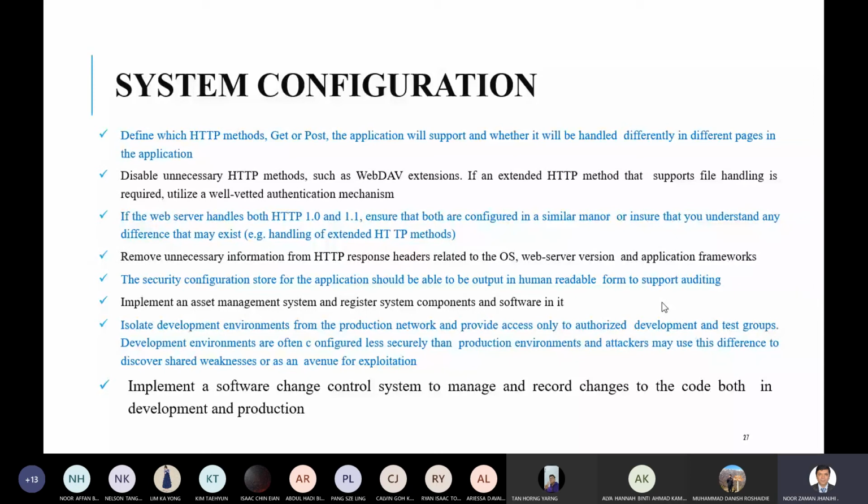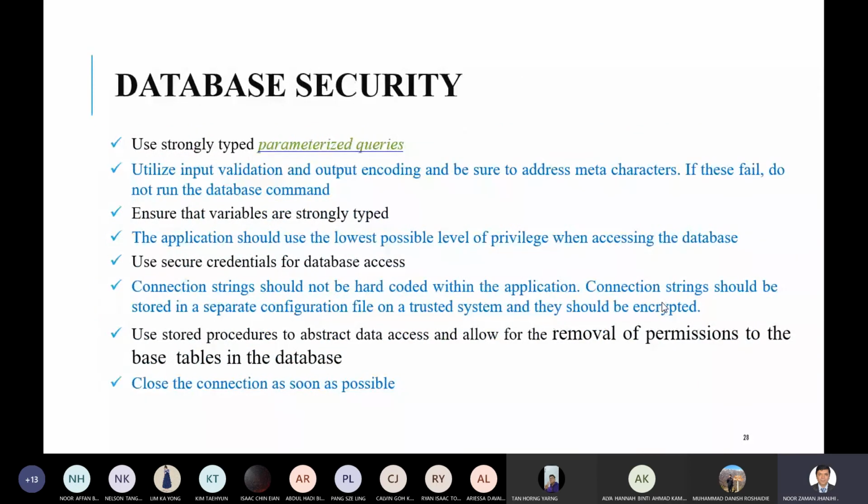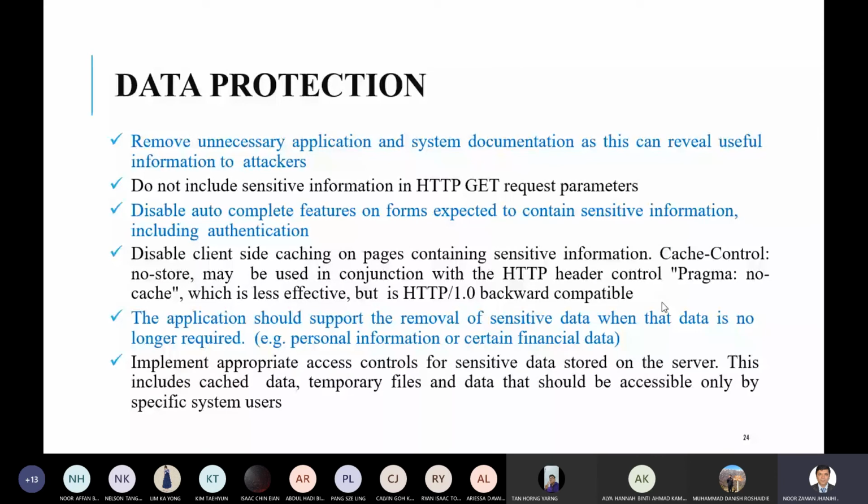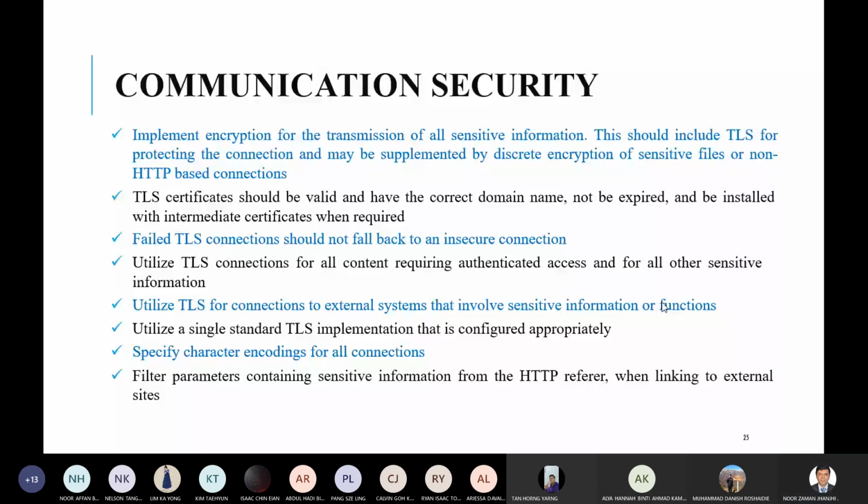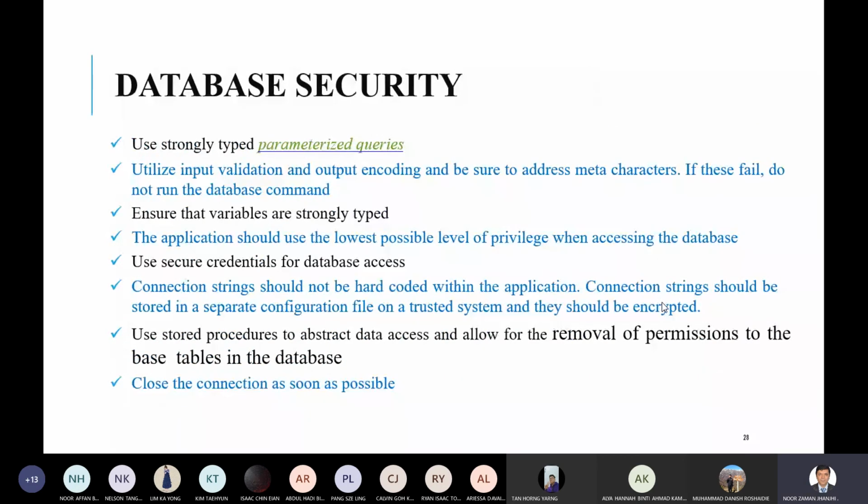Okay. Now, database security. You remember a few slides back we were discussing data protection itself. Now after data protection, also the database security. We are aware of how important it is. We need to use strongly typed, parameterized queries. We may not allow easy access to the database. We need to utilize all of the input validations and output validations. We need to ensure the variables are strongly typed, not loosely typed, and we use secure credentials for the database.